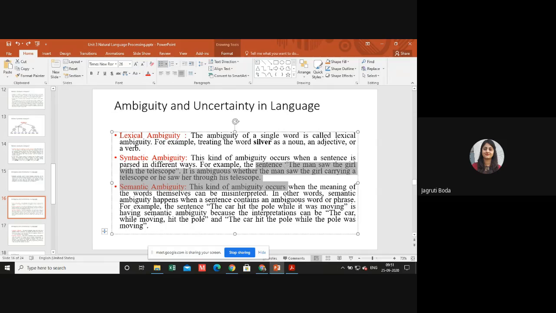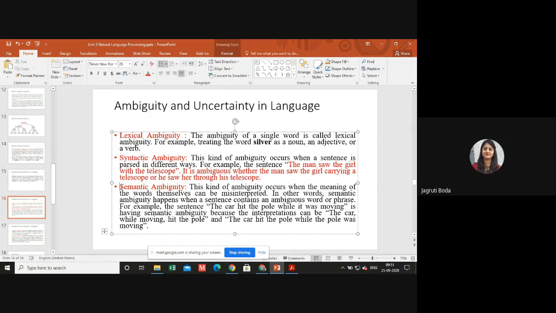You can see the man saw the girl with the telescope. It is ambiguous whether the man saw the girl carrying a telescope or he saw her through his telescope. So these are the ambiguities in this sentence. So this is your syntactic ambiguity.